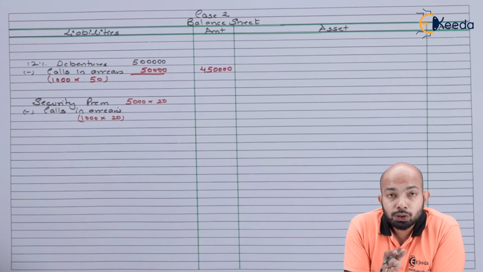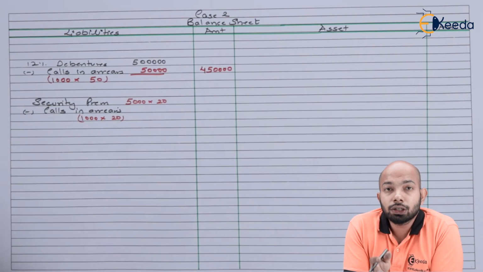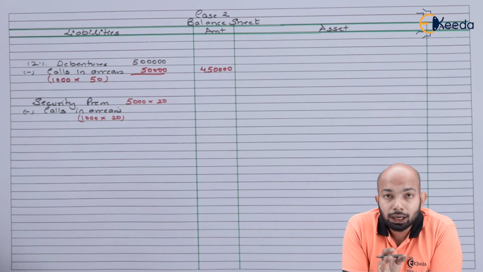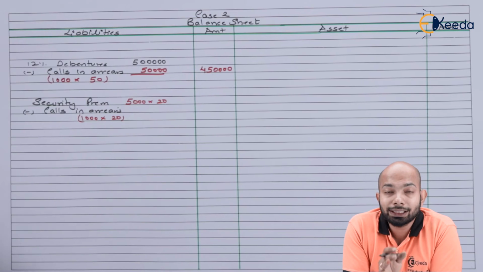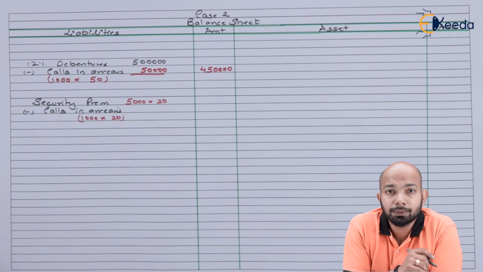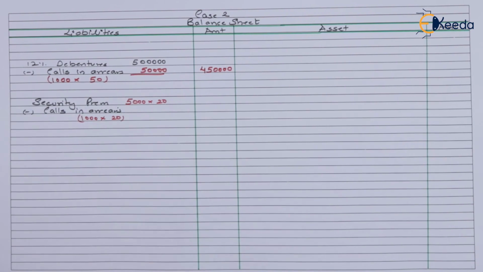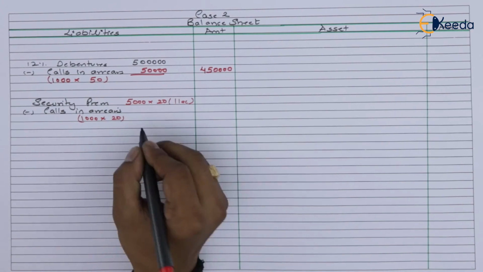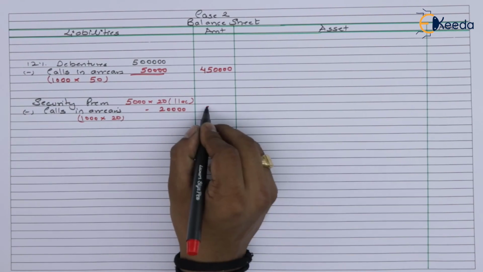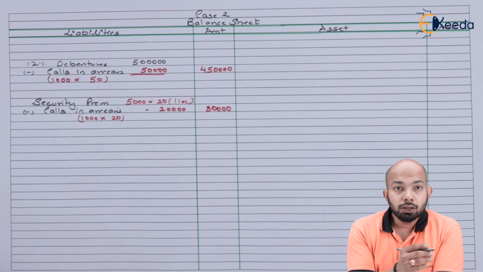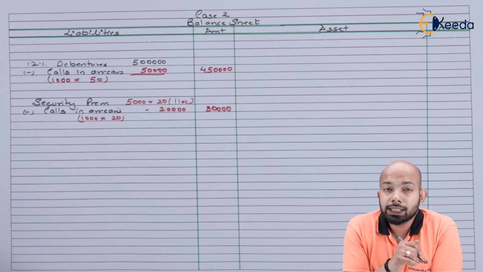So when it comes to securities premium, 5,000 into 20 is what we were expecting, out of which we haven't received 1,000 into 20. That means 20,000 we haven't received out of 50,000. So the total amount that we have received is only 30,000 here. So this is what we have mentioned in the securities premium.